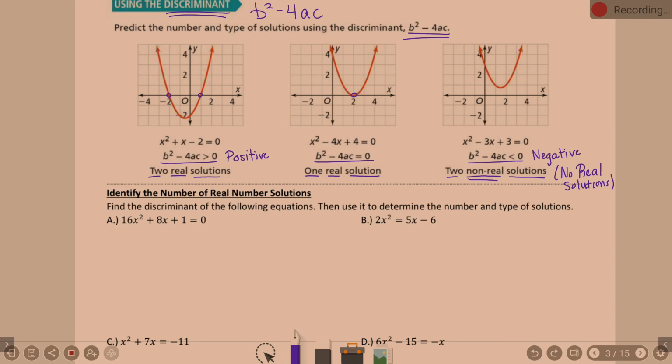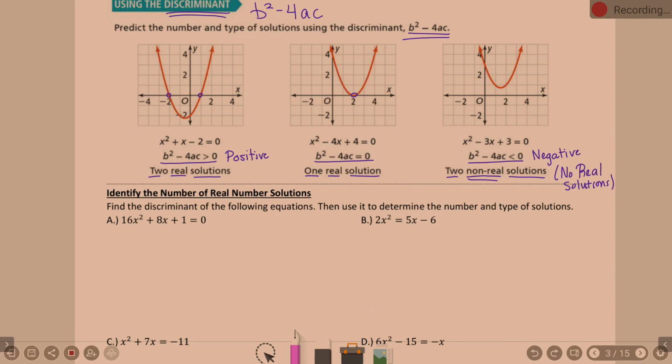Now, what we're going to use this for is there's sometimes scenarios and word problems where we don't need to know what the solution is. We just need to know if there is a solution, how many solutions. So, in these practice problems, we're going to find the discriminant, b squared minus 4ac, and then use it to determine the number and type of solutions. So, is there two solutions, one solution, real, non-real solutions? Nice part is, it's quicker and easier than the quadratic formula. So, find the discriminant.